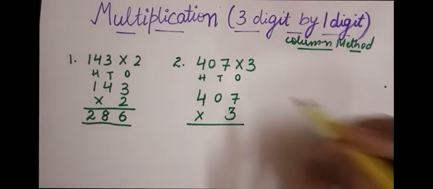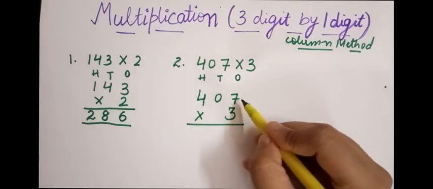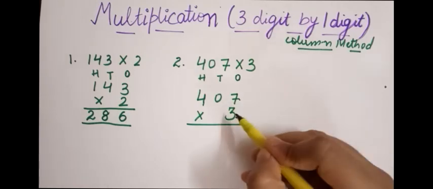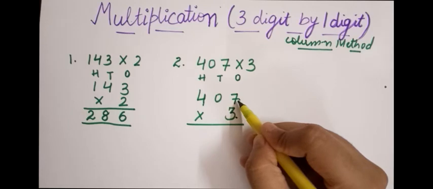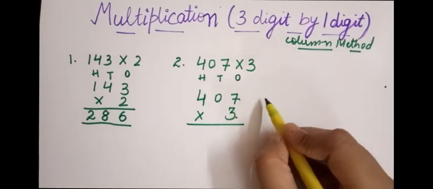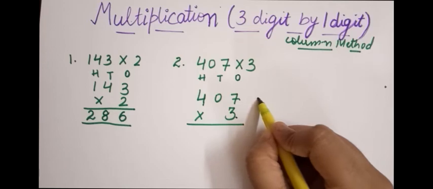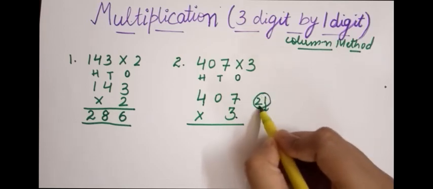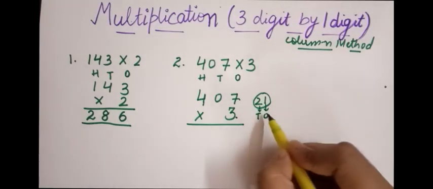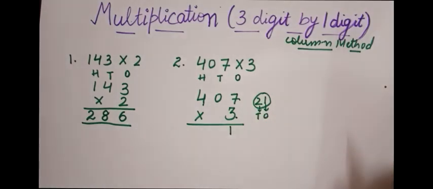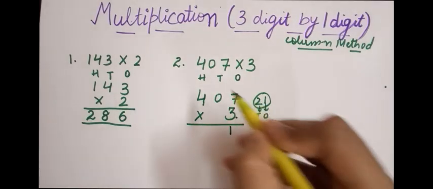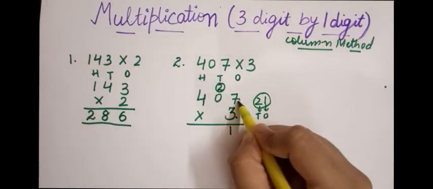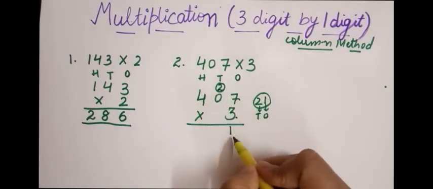Then again I will start multiplying from the ones column. So first I will multiply this 3 by this 7. So 3 7s are 21. That means this 1 is at the ones column and this 2 will be at the tens column. So this 1 I will write down here, and this 2 will be used as a carry. So 7 3s are 21, 2 I will write here as carry, and 1 I have written down.